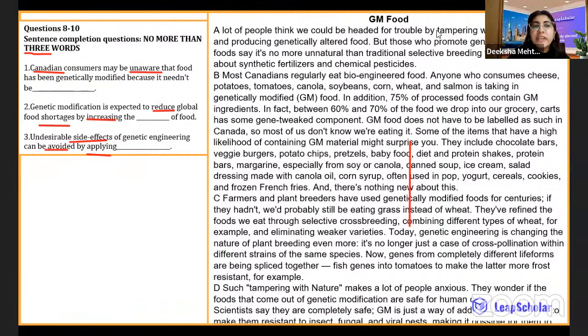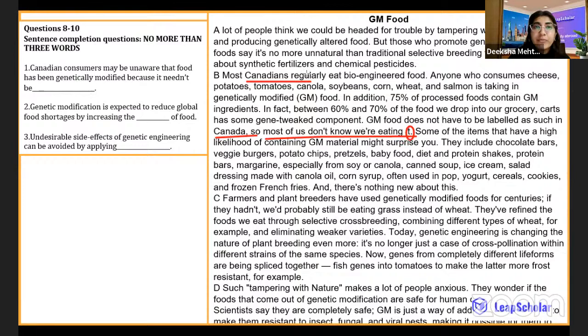Great, so everybody's found the first question. Let's discuss. Perfect. Canadian consumers may be unaware. So I have to find that sentence. Yeah. So here I found Canadians. Here also I found it, right? So nothing like that. Here it says, in Canada, most of us don't know we are eating it. What is this it? GM food, right? In the first sentence, GM food.